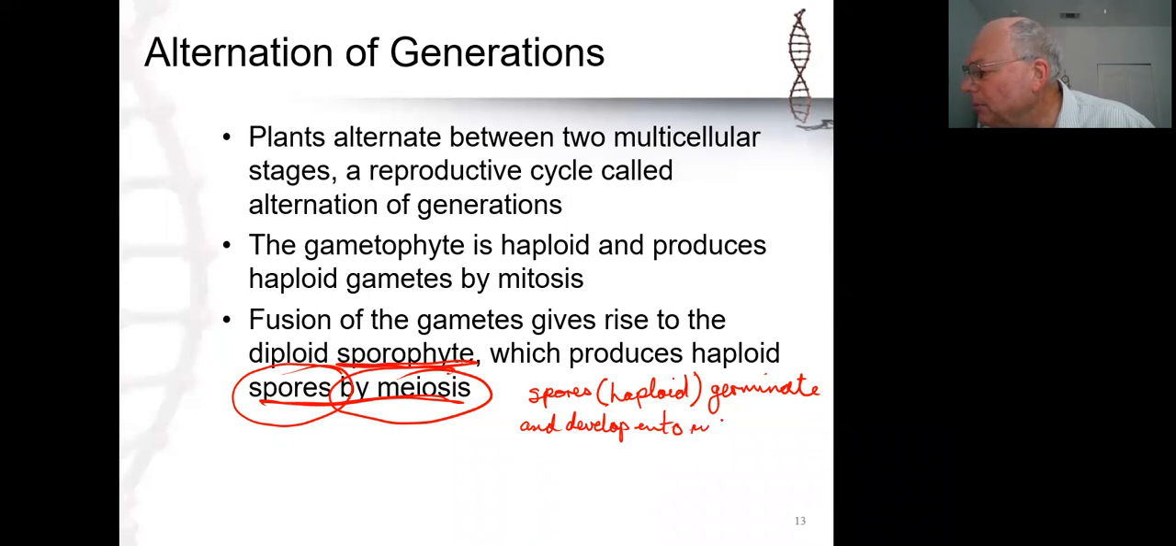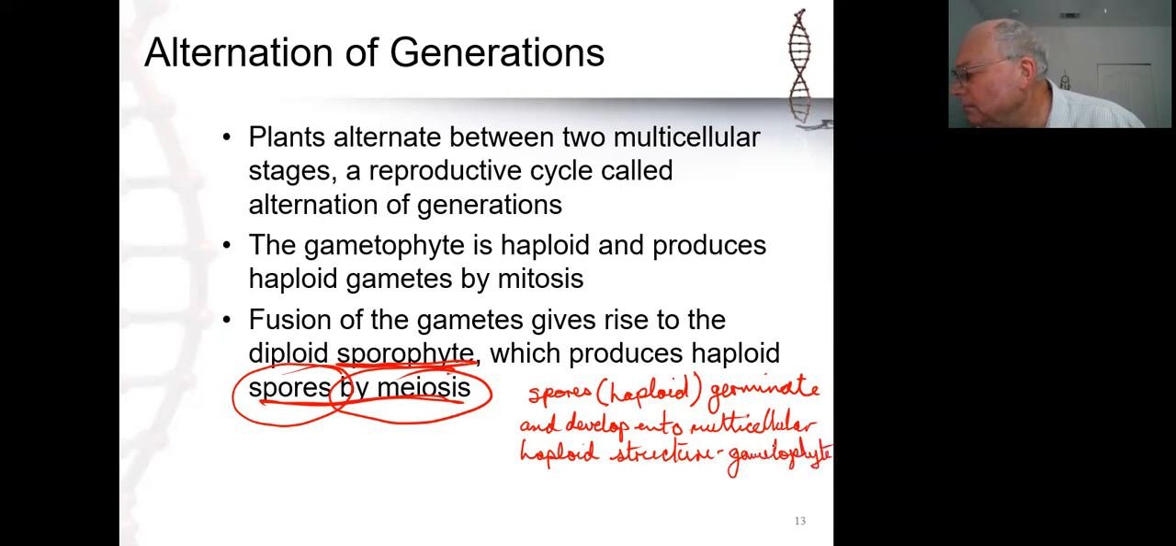So they develop into a multicellular haploid structure. And that's the gametophyte. And that gives rise to gametes. So a sporophyte produces spores by meiosis. The gametophyte produces gametes by mitosis. So again, haploid gametes are produced by mitosis in the gametophyte.